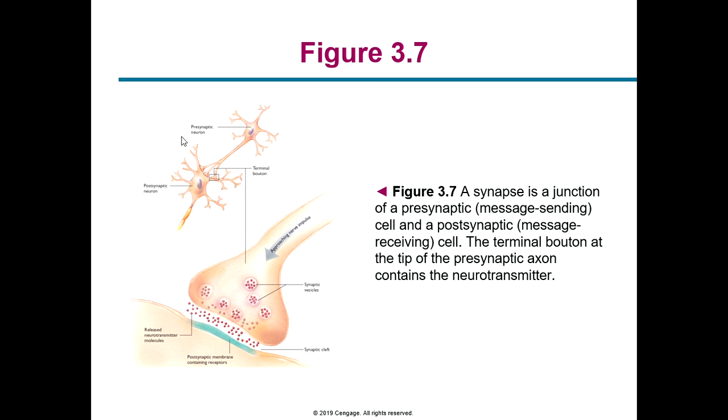Okay, so this is a classic example of a neuron right here. This round part in the middle is the cell body. These little tentacles on the end are called the dendrites. And then here you have your terminal buttons, which are connected to an axon, which is our telephone wire.